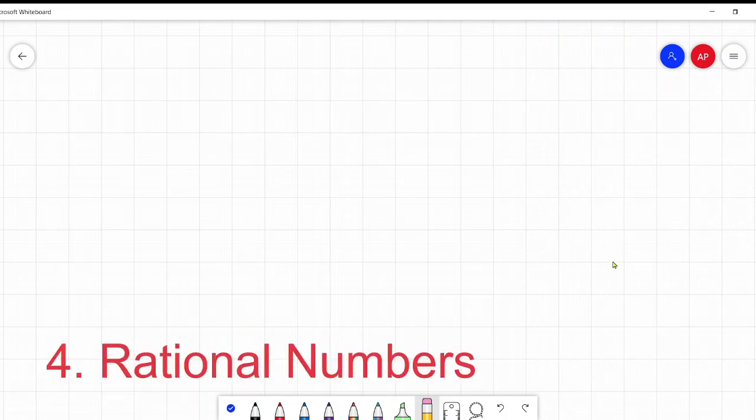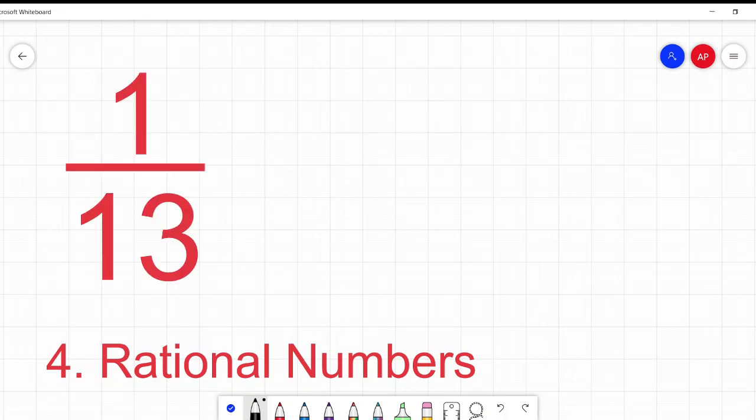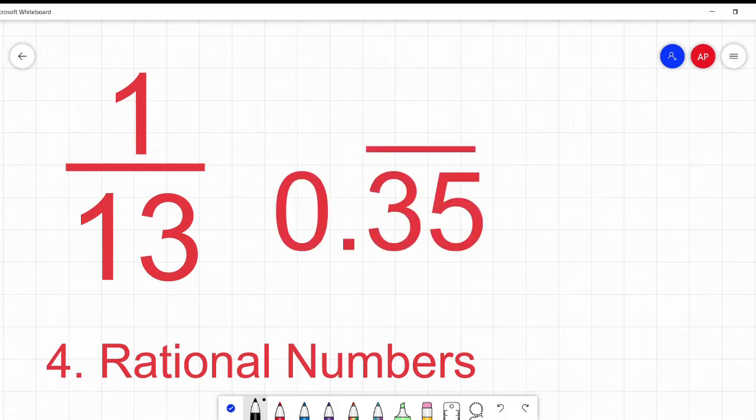Rational numbers are numbers that can be written as a fraction, or it's a repeating decimal. These are the things you're looking for. If I can write it as a fraction, it's rational. Integers are rational. If they end, they terminate, so a terminating decimal or a repeating decimal, those are rational. So here are our examples of that.